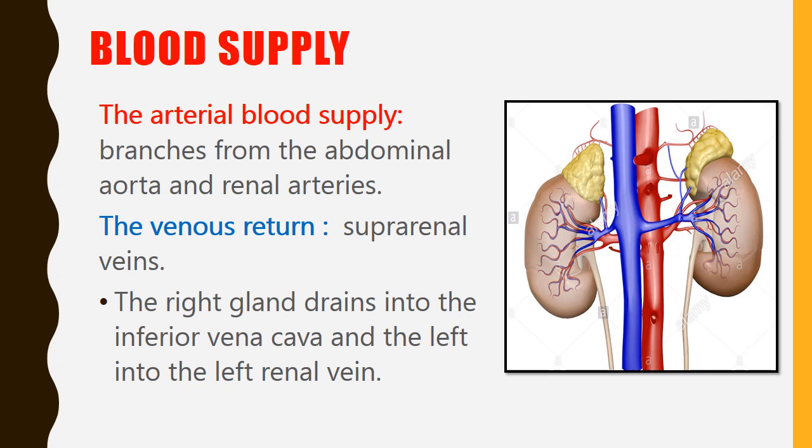Now we'll see the blood supply of the suprarenal gland or adrenal gland. The arterial blood supply comes from branches of the abdominal aorta and the renal artery. The venous drainage is through the suprarenal veins. The right gland drains into the inferior vena cava, and the left side drains into the left renal vein. So this is the blood supply of the adrenal gland.